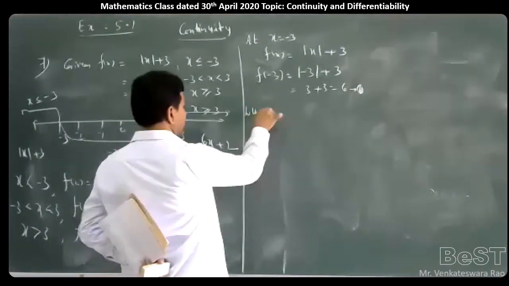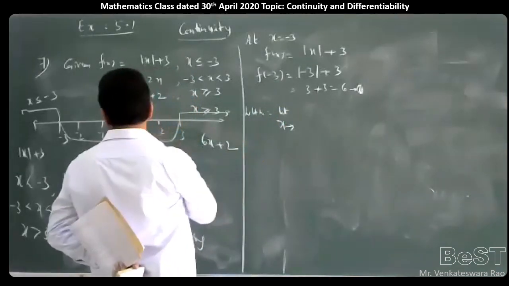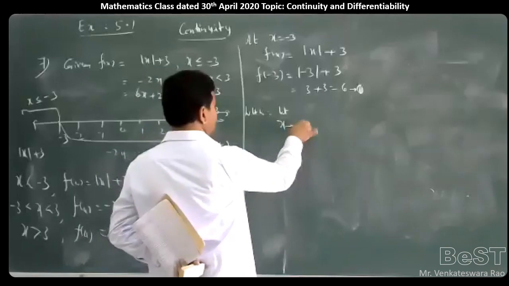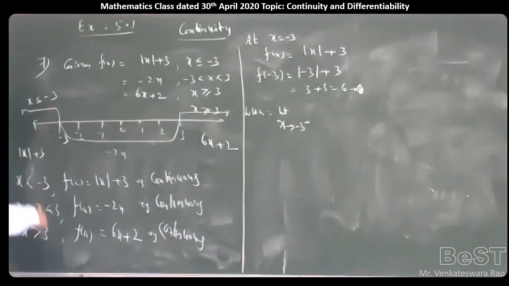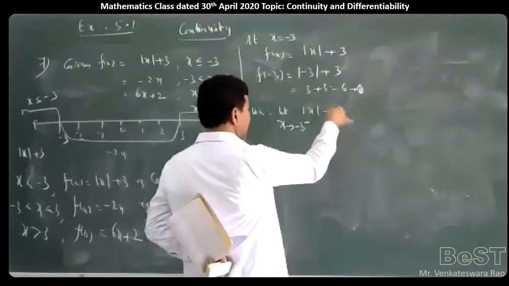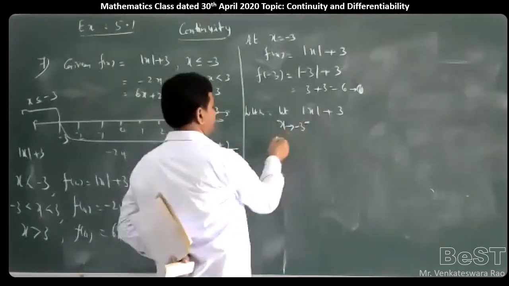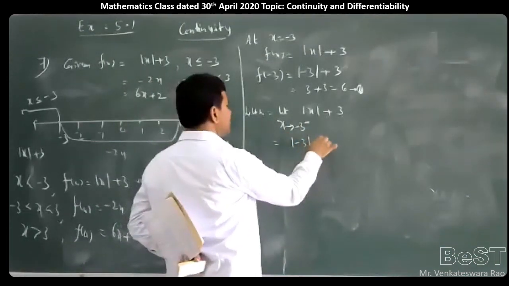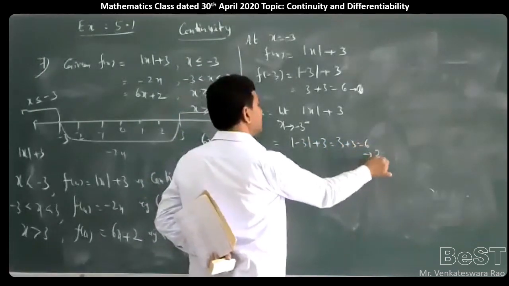Find the left limit. Limit x tends to minus 3 minus, the left neighborhood of minus 3. The function is mod x plus 3. Find this limit. Put x value minus 3. Mod of minus 3 plus 3. This is 3 plus 3. This is also 6. Equation number 2.